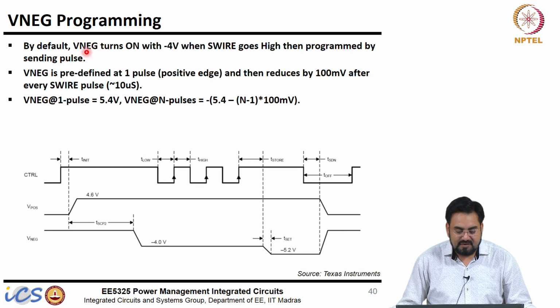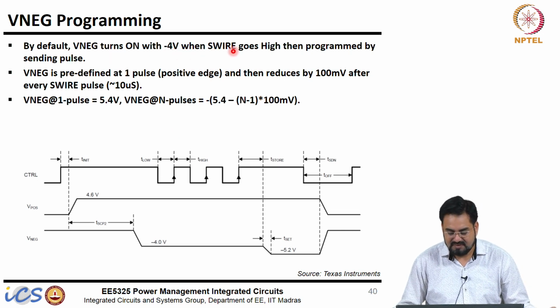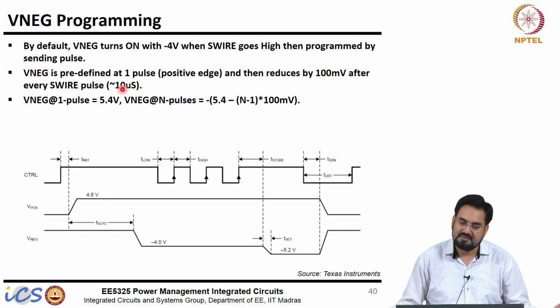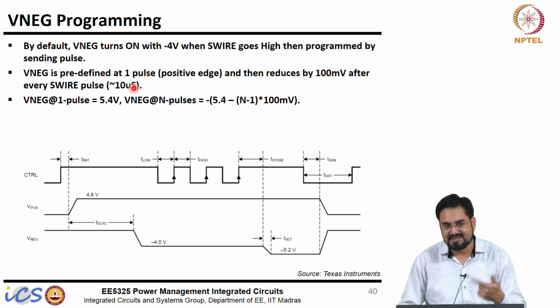So, by default VNAC turns on with minus 4 volt, as I mentioned earlier, when S wire goes high, and then it is programmed by sending those pulses where you count the positive edges of each pulse. So, VNAC is predefined at 1 pulse positive edge and then reduces by 100 millivolts. So, what it does basically, 1 pulse is internally programmed.